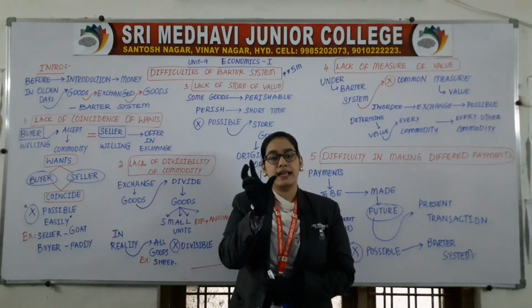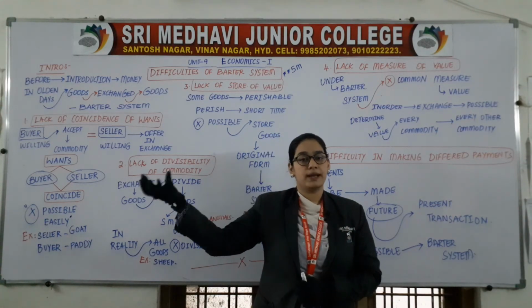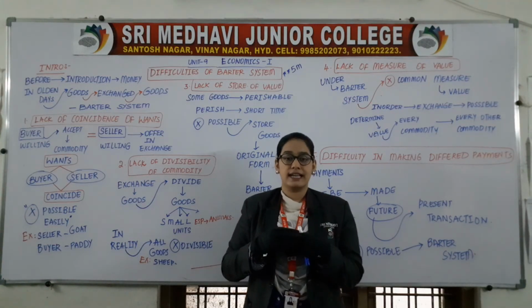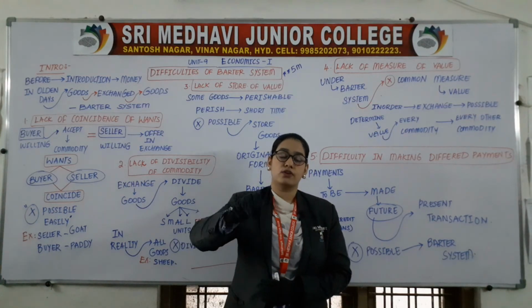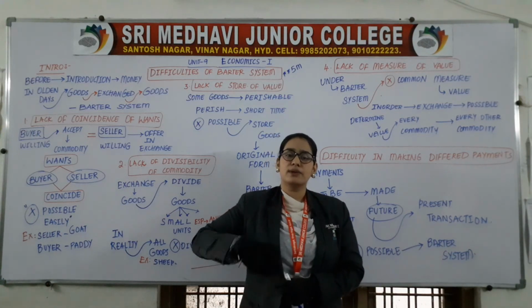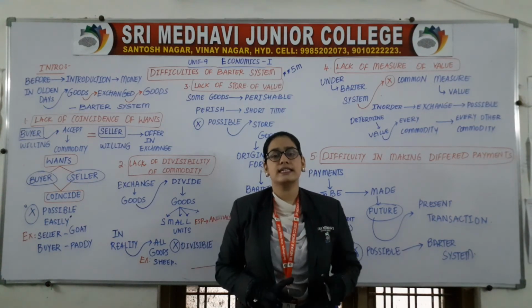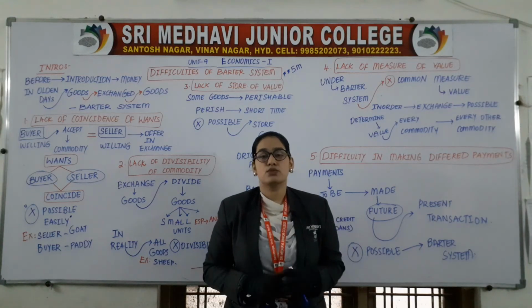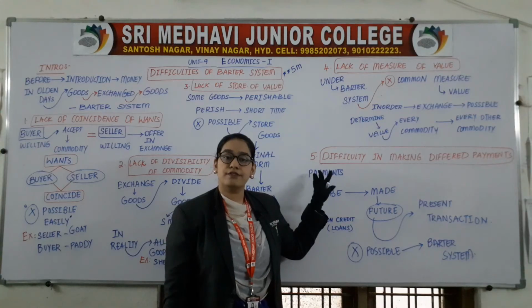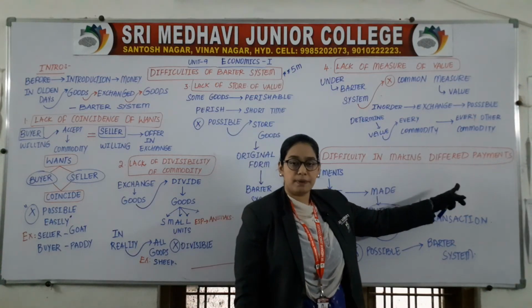You make an agreement, you borrow some money from the bank and you give an assurance that you will return the money on so and so date. Money lenders give loans, so you give and take loans very easily because money can be stored for a long period of time, but in the barter system it was very difficult to make deferred payments.